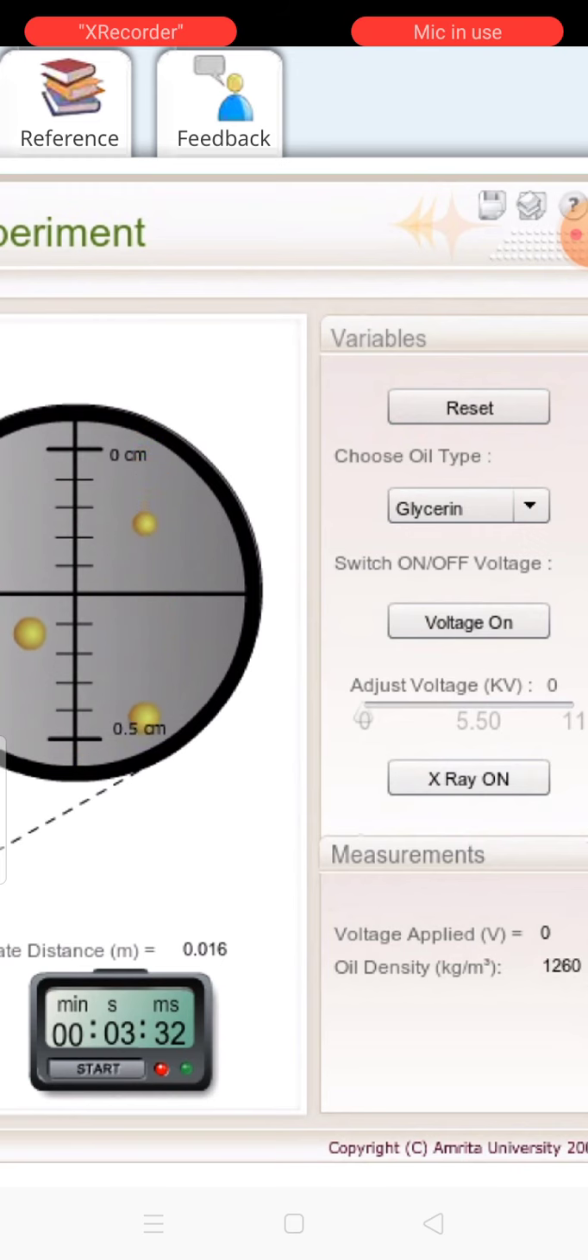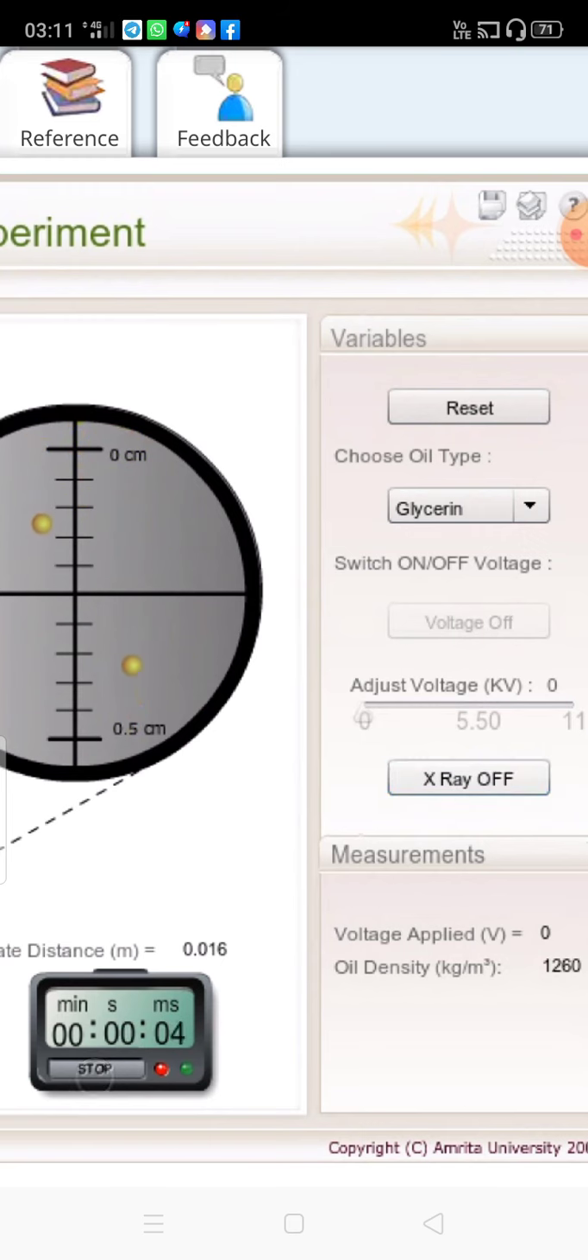This way we can measure time. Now, if I do voltage on, then again time started, reached, then I stop 3.29. So you notice now. Then again X-ray on, it is going back. First it started, yes, then starting time, start the time.